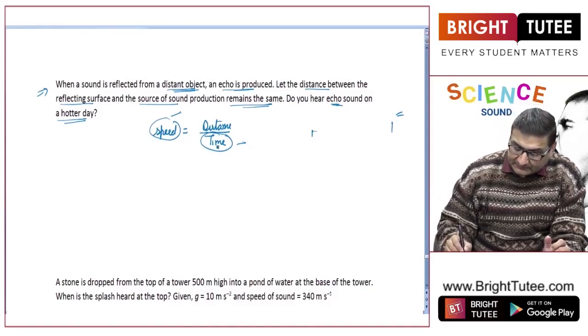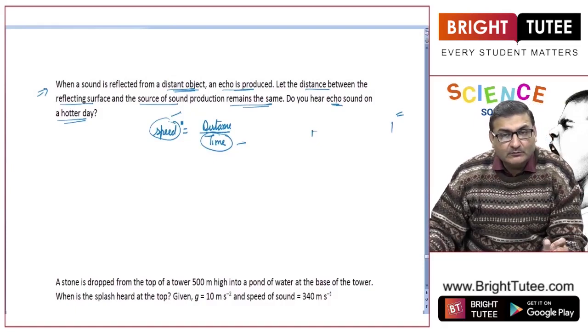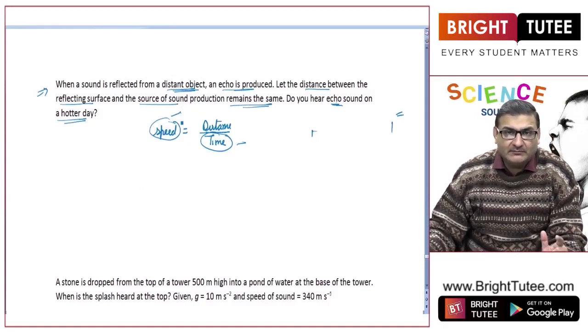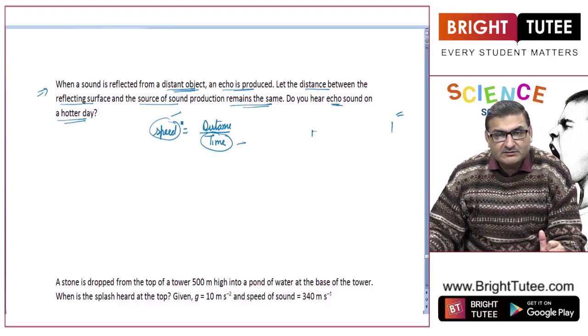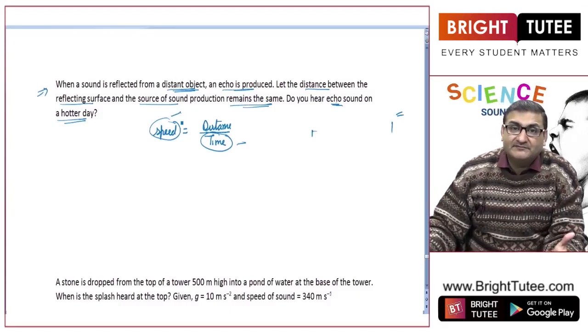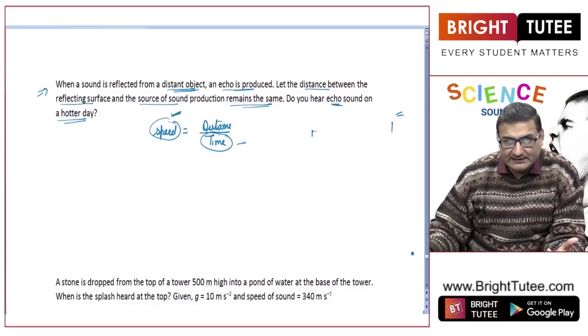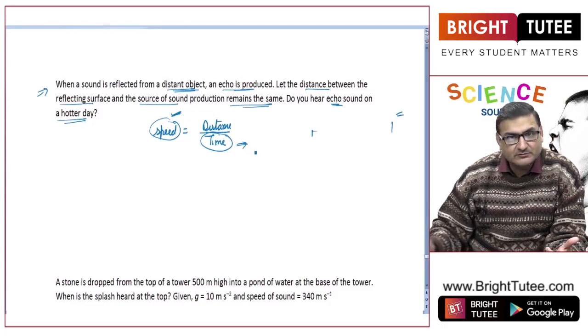So, if time and speed are inversely proportional to each other, the only thing that is changing between a normal day, a cool day or a hotter day is temperature, and because of that temperature the speed of sound will vary, and as the speed of sound varies, the time also varies.